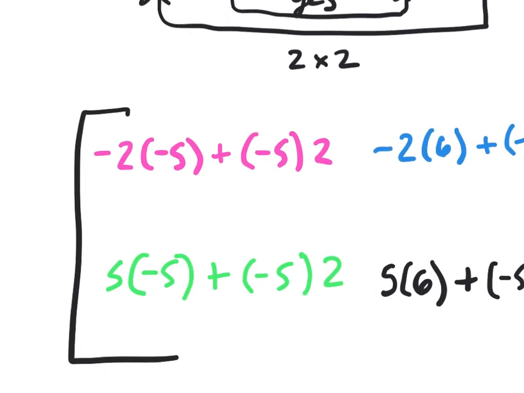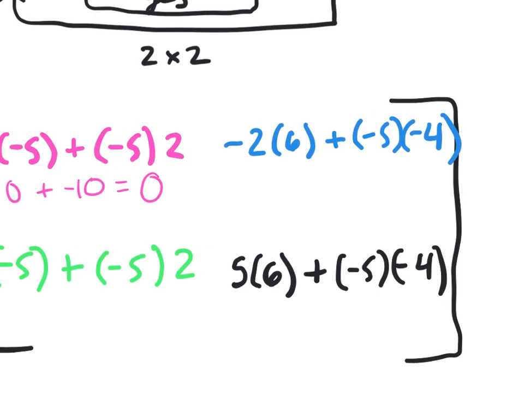So what's negative 2 times negative 5? 10. Plus, what's negative 5 times 2? Negative 10. So what's 10 plus negative 10? 0. On to the next one. What's negative 2 times 6? Negative 12. What's negative 5 times negative 4? So what's negative 12 plus 20? 8.